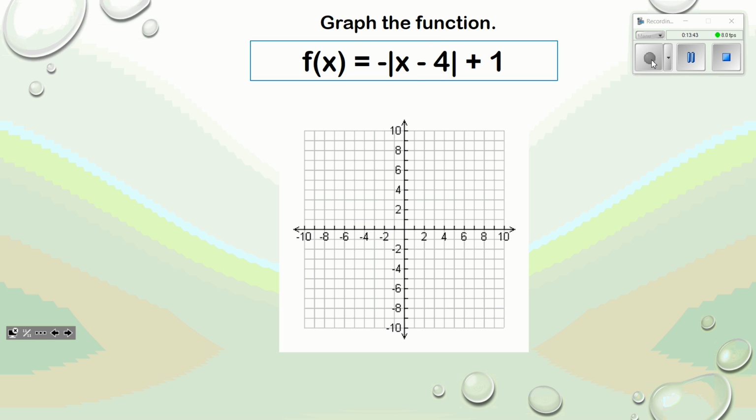Okay, let's identify the vertex. The opposite of the x would be a positive 4. The y is 1, so our vertex is 4, 1. And it goes down because there's a negative slope. So this time we're going to go down 1 over 1 like this. And I have graphed that function. It's all about finding the vertex and then determining if it goes up or down. So I hope this helps you to graph absolute value functions and to be able to write the equations for them.